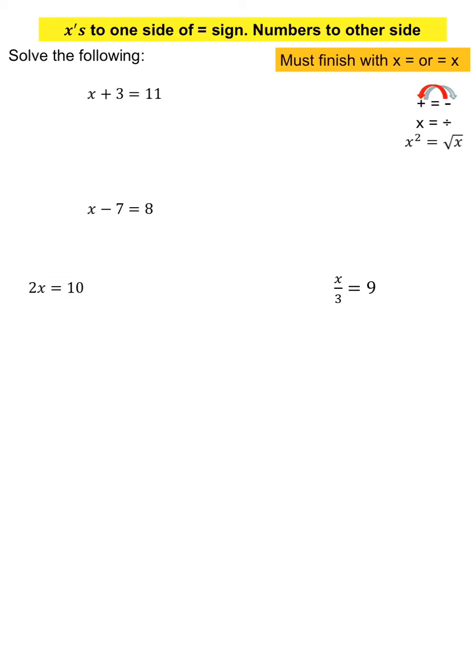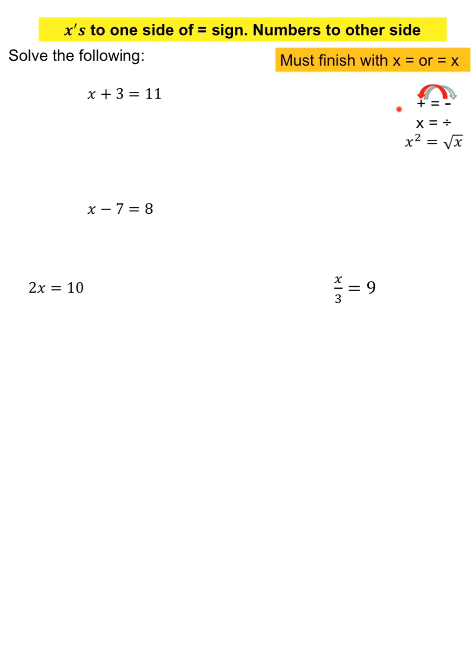In this video, I will be going through solving linear equations. When you need to solve a linear equation, you need to bring all your x's to one side and then all the numbers to the other side. So you have to finish with x equals a number, or else a number equals x. Now if you look on the right here, there are some basic rules to follow.